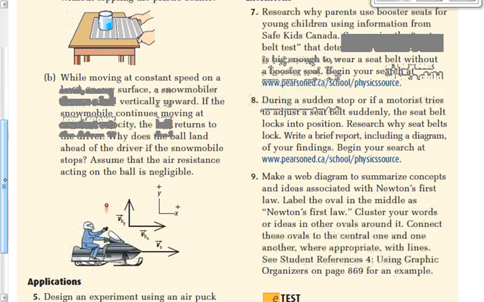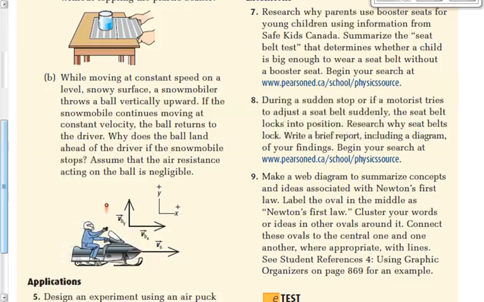While moving at a constant speed on a level snowy surface, a snowmobiler throws a ball vertically upward. If the snowmobile continues moving at a constant velocity, the ball returns to the driver. Interesting. Did you know that would happen? If you're going on a snowmobile at 80 kilometers per hour and you throw a ball straight up in the air, it will come back down right in front of you, as if you're not even moving. Did you know that?